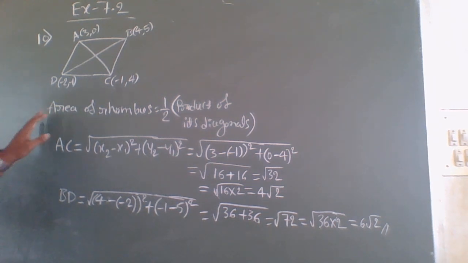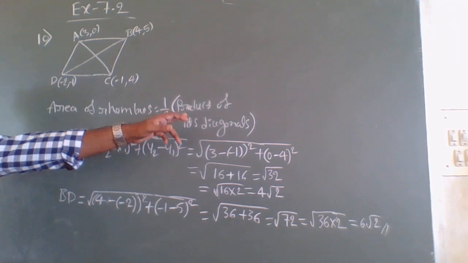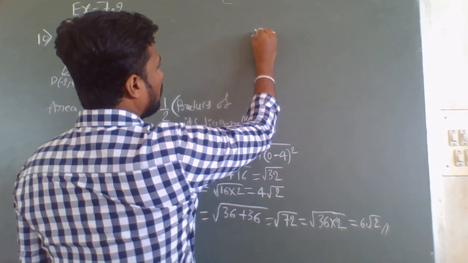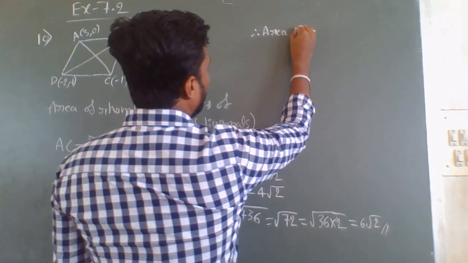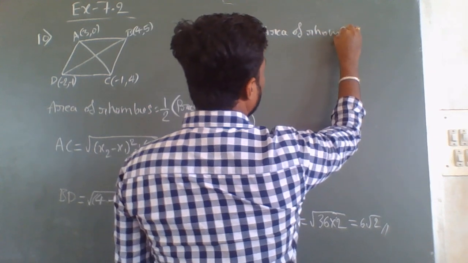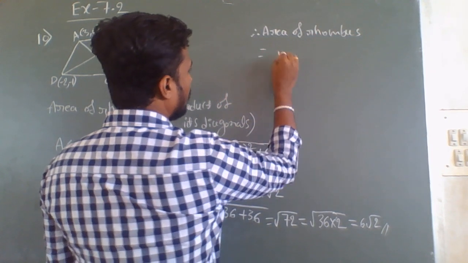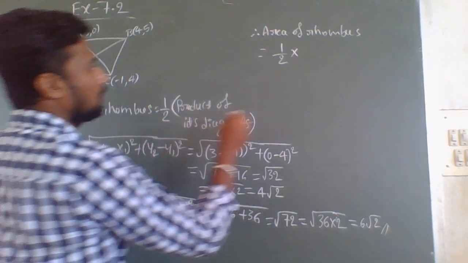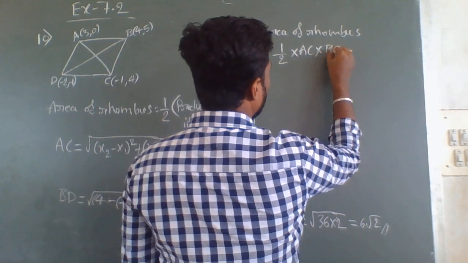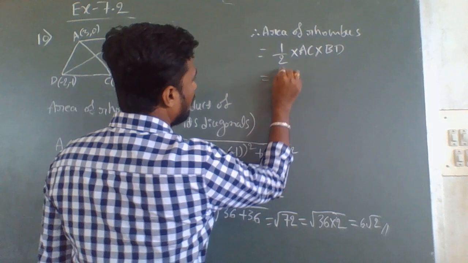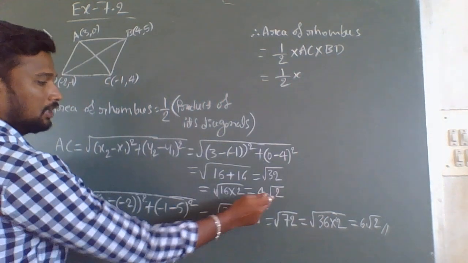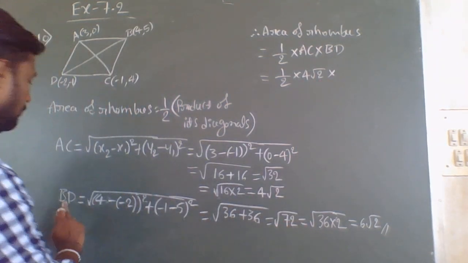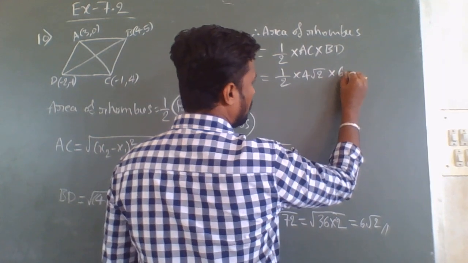Here it is given that the area of a rhombus is equal to half into the product of its diagonals. Therefore, area of rhombus equals half into, what are the two diagonals? AC and BD, AC into BD. So now half into, what is the length of AC? 4 square root of 2, into the length of BD, which is 6 square root of 2.